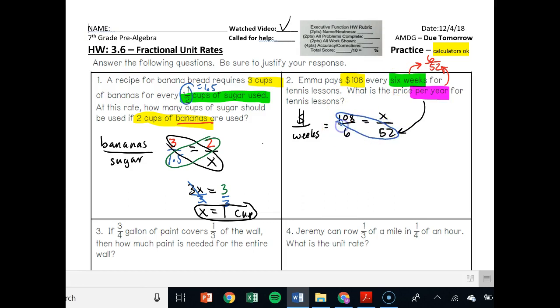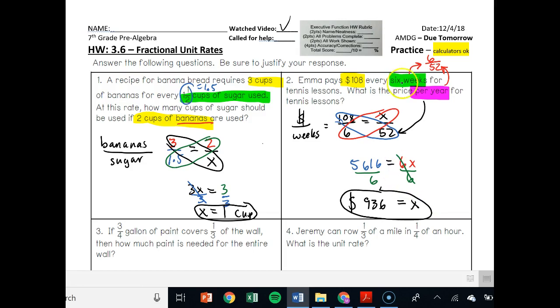So 108 times 52, again, you can use your calculator, and that gives you 5,616 is equal to 6 times x, that's 6x. All right, so 6 times some number equals 5,616. I don't know that off the top of my head, so let me just divide by 6. 6 divided by 6 cancels out. That's why I'm left with x is equal to 5,616 divided by 6, which is $936. So she pays $936 a year for her tennis lessons.